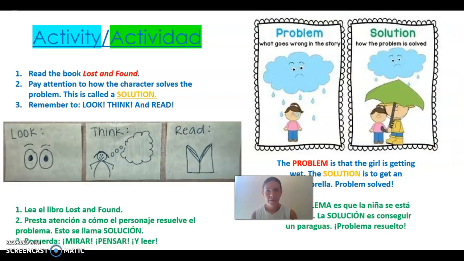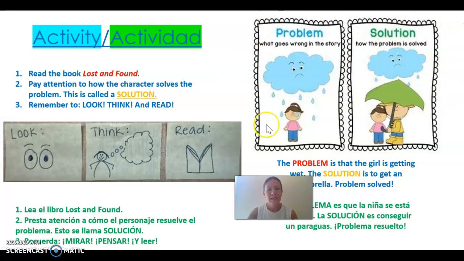So what is a problem? A problem is something that goes wrong in the story. Every story has a problem and something that the characters have to try and solve. When the characters work to solve the problem, it's called a solution, or how the problem is solved.